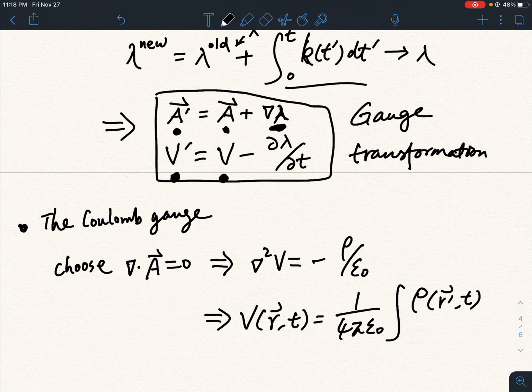This is the charge distribution. This is the position vector. Sorry.